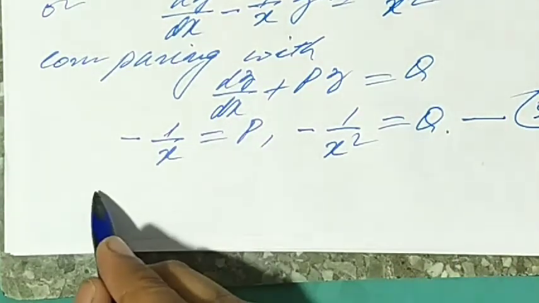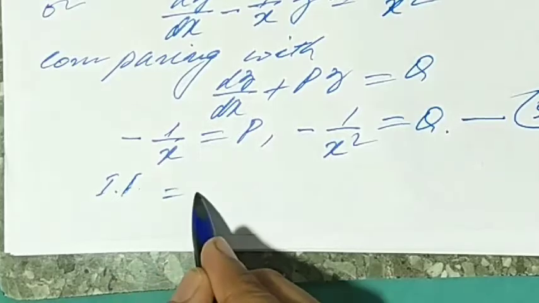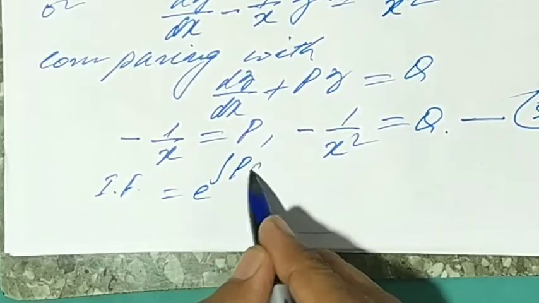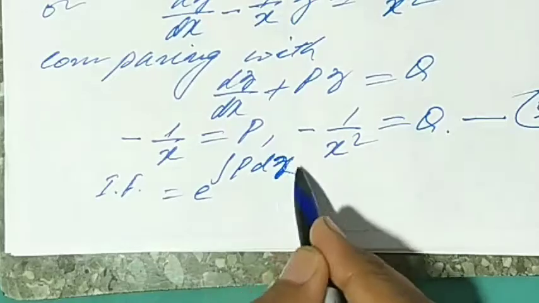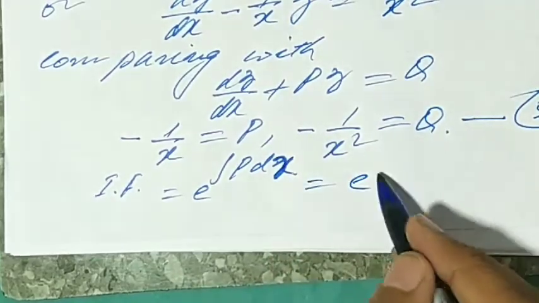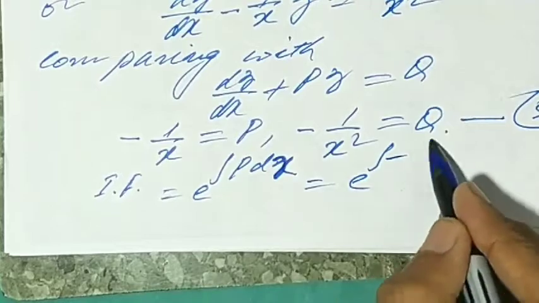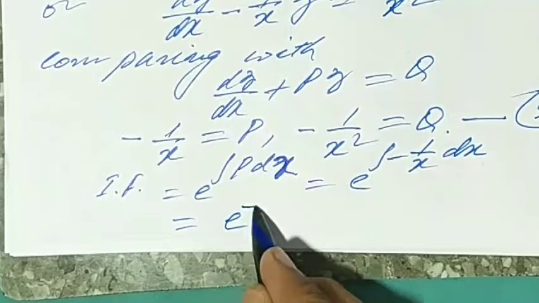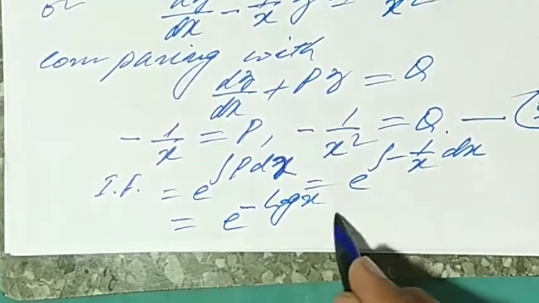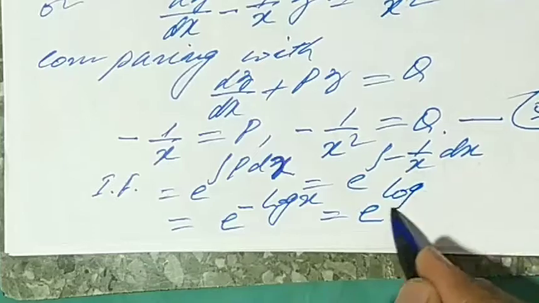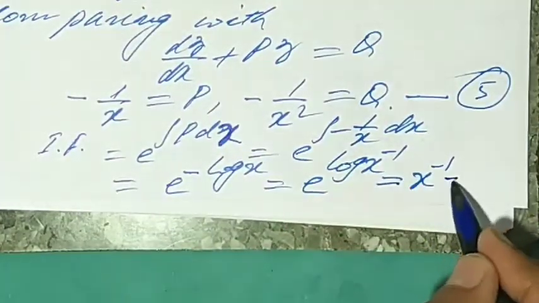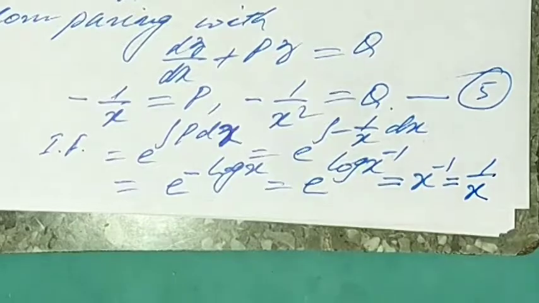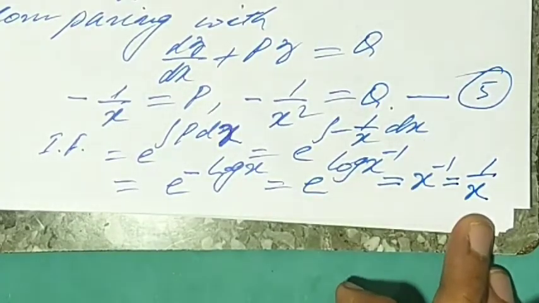So now the integrating factor is e raised to the power integral P dx, which is e raised to the power integral of -1/x dx. So we get e raised to the power -log x, which may also be written as e raised to the power log x^(-1). So we get only x^(-1), because e raised to power log eliminates each other, which is equal to 1/x. So the integrating factor we get is 1/x.